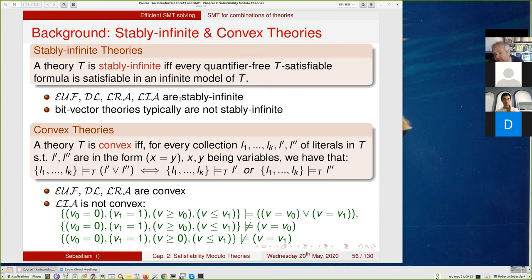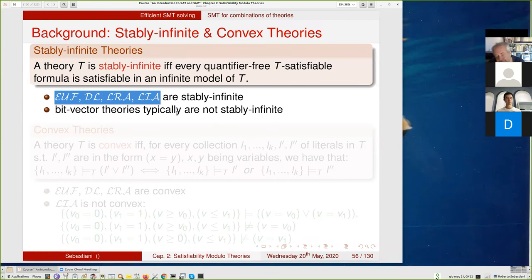Another important definition. In our discussion, we'll assume all theories that we are dealing with are stably infinite, meaning we always have an infinite amount of values, distinct values, that we can give to every variable. Okay?